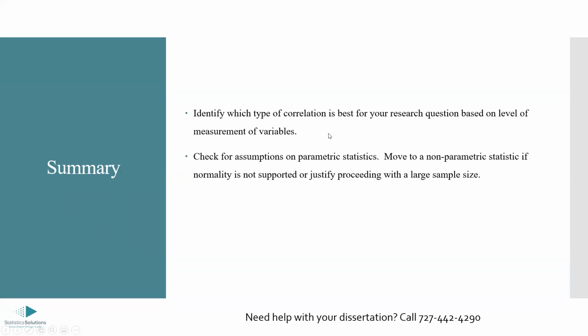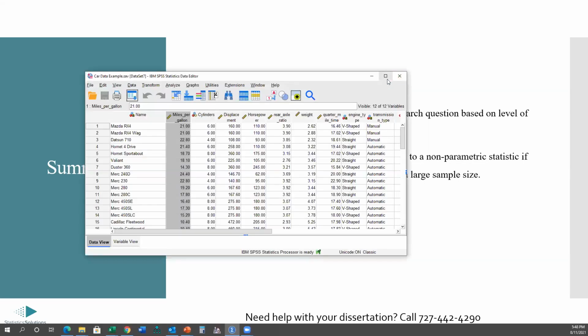Once you've selected your analysis, you want to check for the parametric assumptions of those analyses, primarily normality. And then you can shift to a non-parametric technique if the assumption of normality is violated. Let's dive into an example here.